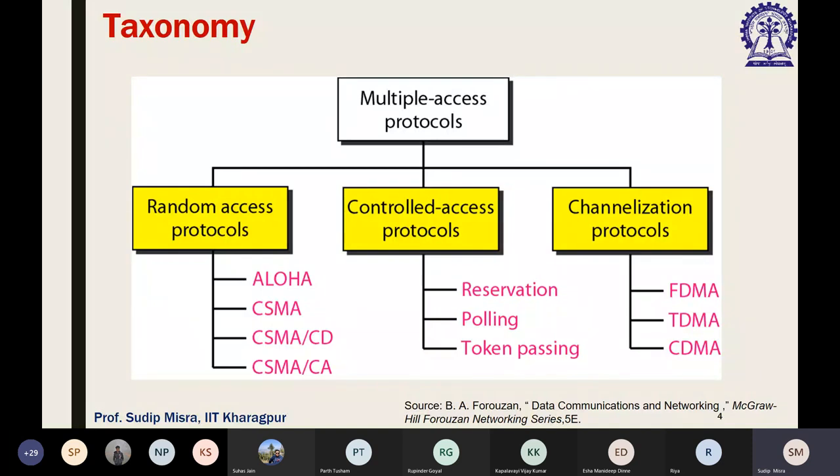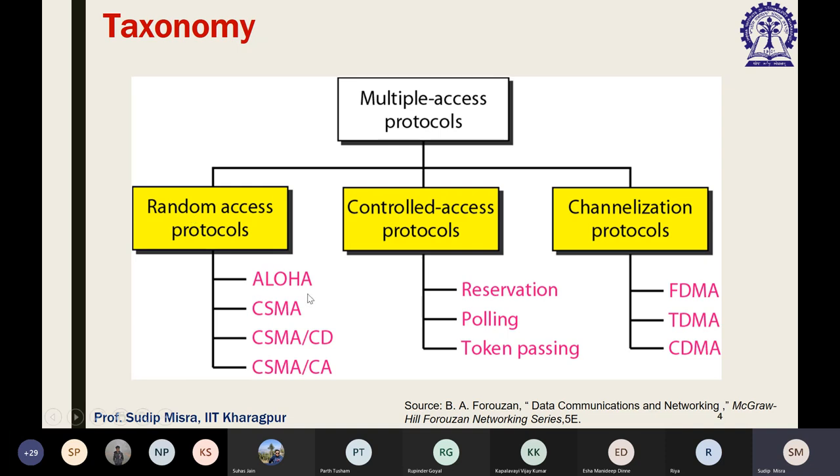So we were talking about this taxonomical classification of multiple access protocols: random access protocols, controlled access protocols, channelization protocols. Random access protocols are the very popular ones, so make sure that you understand these very well. I'm going to cover all of them very shortly. We have little time left, but if you listen to me very carefully, half of your preparation is going to be done here in the class.